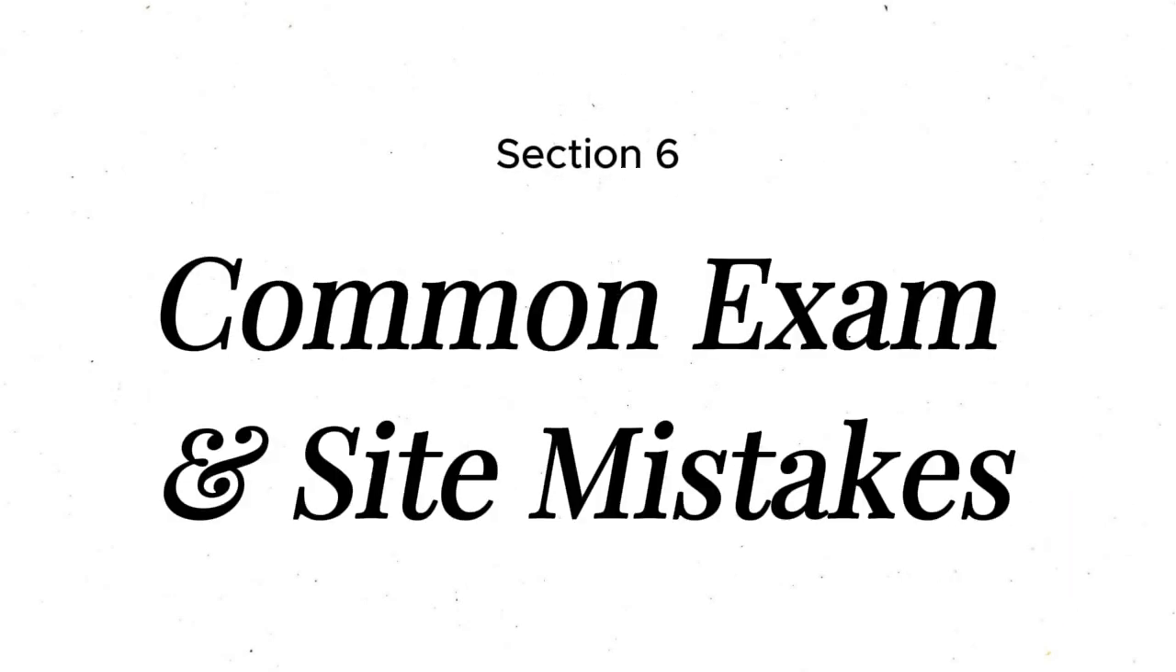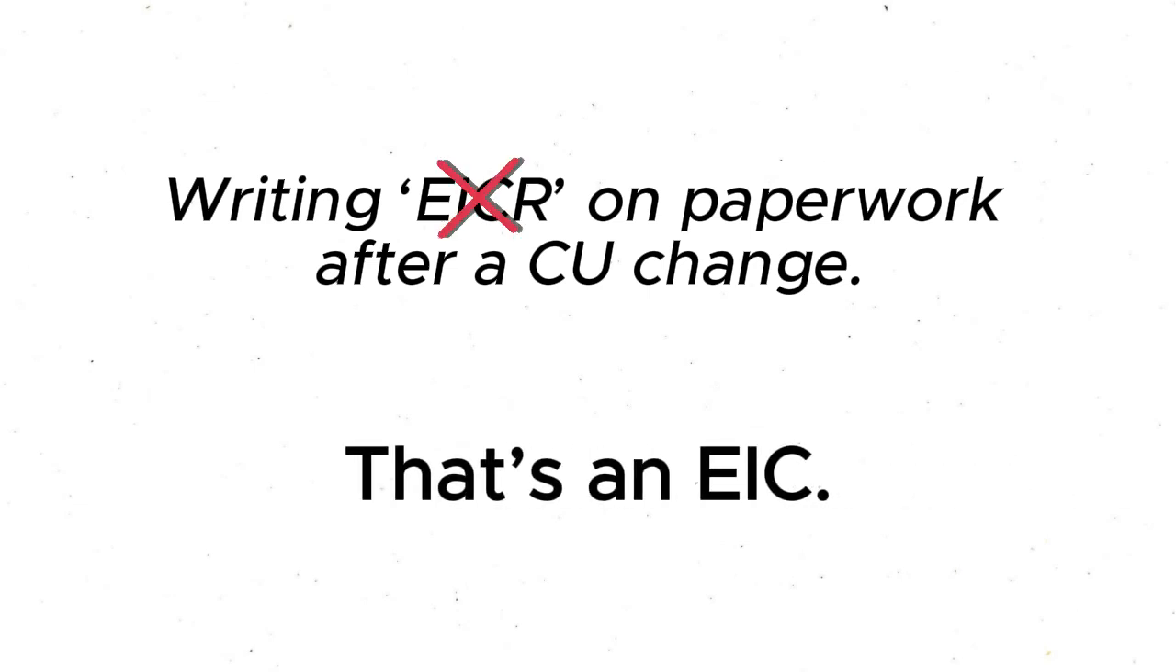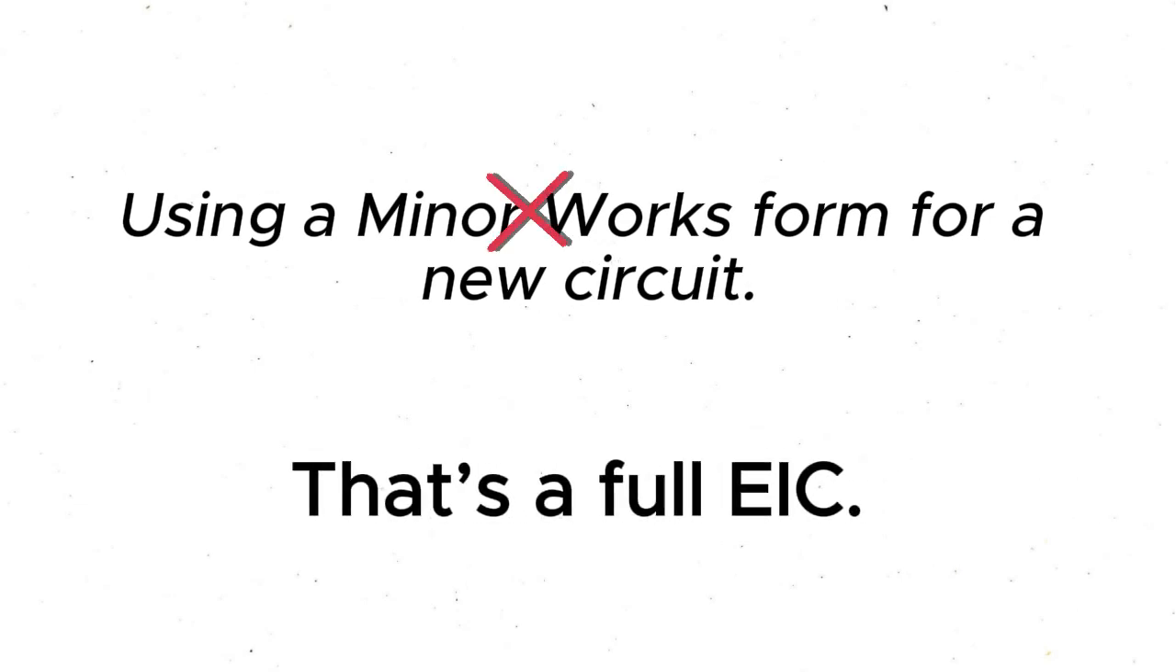Before we wrap, let's nail down the mistakes that catch people out, in exams and on site. 1. Writing EICR on paperwork after a CU change. Wrong. That's an EIC. 2. Using a minor works form for a new circuit. Wrong again. That's a full EIC.